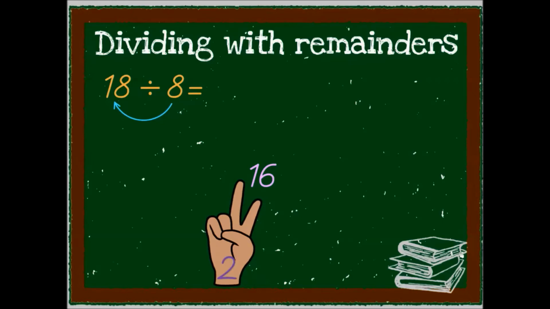8 goes into 18 2 times, but 8 times 2 does not give me 18. From 16, 18 is 2 extra. That extra 2 is my remainder, and I write it with a small letter R at the end of my answer. That means each person will get 2 apples, and I will have 2 left over.